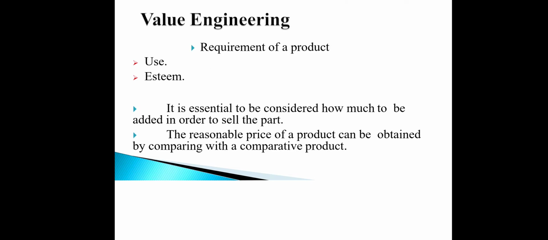Then the next one is the use value and the esteem value. It is essential to consider how much to add in order to sell the part, and a reasonable price of a product can be obtained by comparing it with a comparative product. If we want to buy something, such as a pen, we consider whether the pen is useful or beneficial to us. The cost of the pen and the attractiveness of the pen are very important. So, this is the use value and the esteem value.